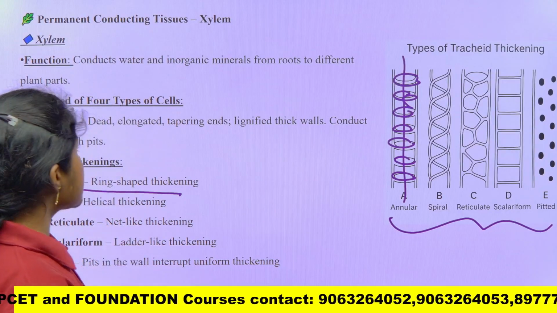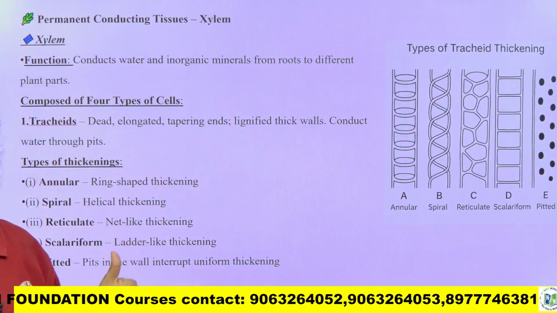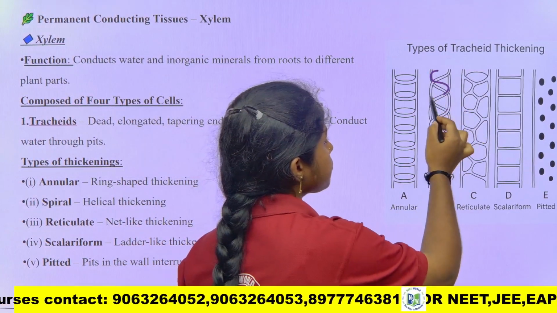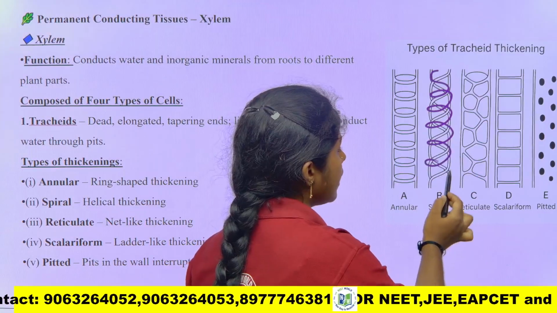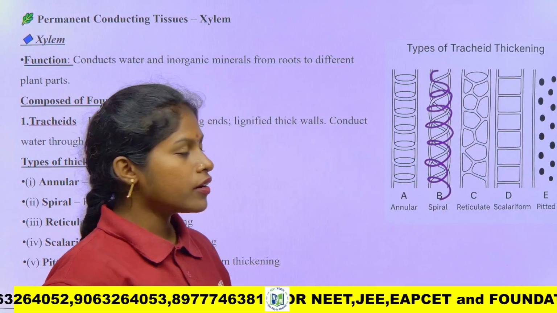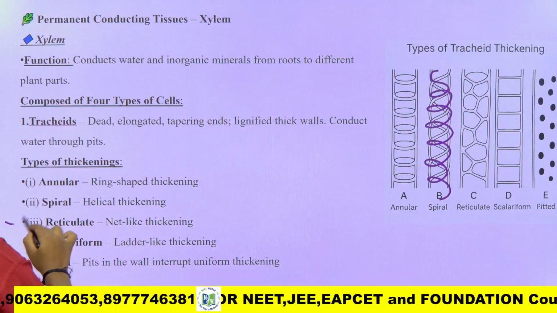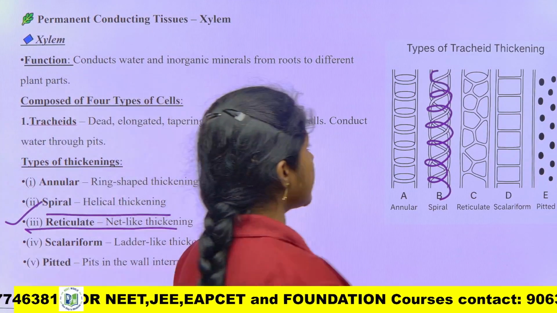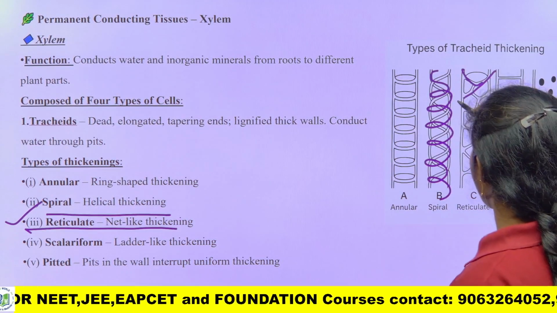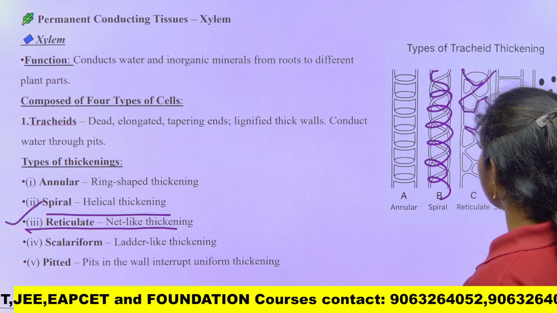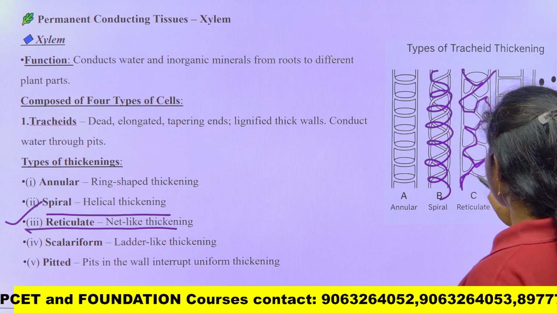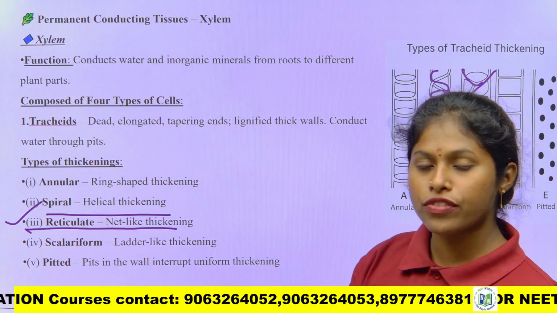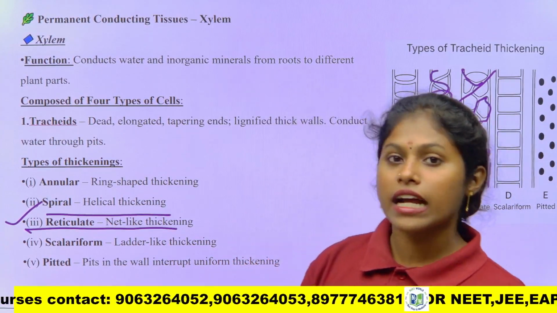Coming to the spiral. The name itself says spiral. Spiral, children, helix, right? See here, it is a helix, exactly like a spiral. Coming to the reticulate: net-like thickenings. Exactly how does it look, children? Like a net. Through this the water transportation happens. Based on the shapes of the thickenings, the water is transported, children.